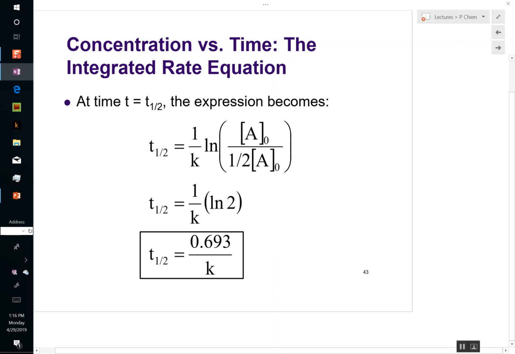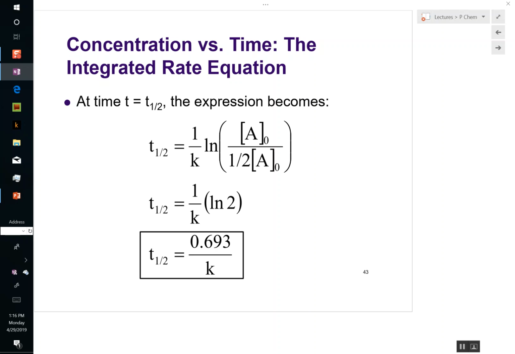There's our initial concentration. What's our final concentration? At the half-life, the final concentration is 1/2 of what it was originally. So it ends up being just the half-life is 1 over the rate constant times the ln of 2.